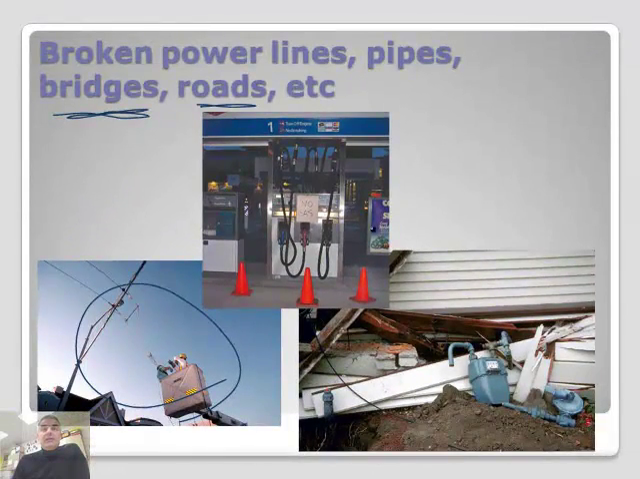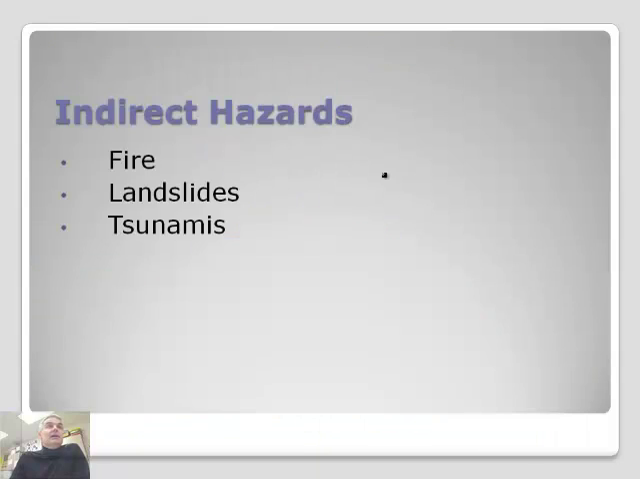Okay, roads can deform, so if you're driving and maybe on a bridge and it collapses, of course, that would be a problem. Now, there are also indirect hazards, things that don't happen as a result of the tsunami or the earthquake, but happen after the fact.